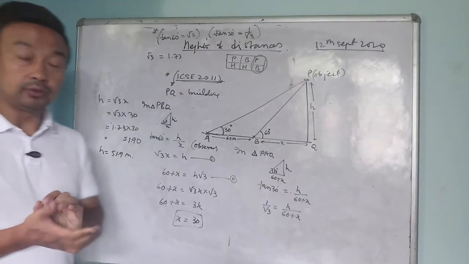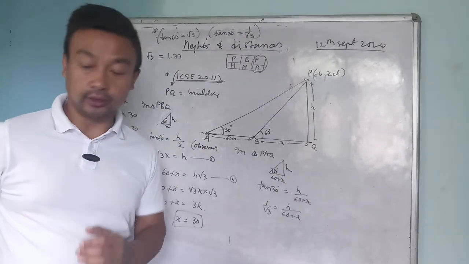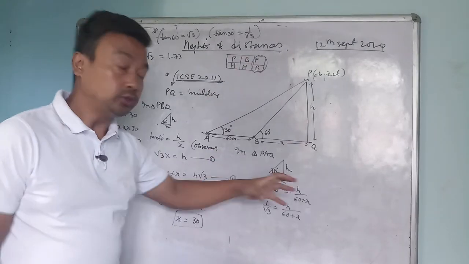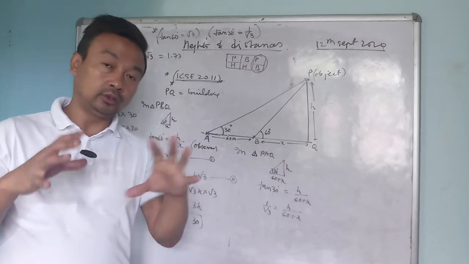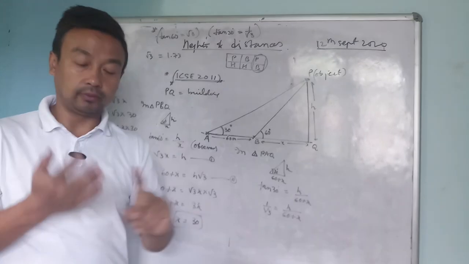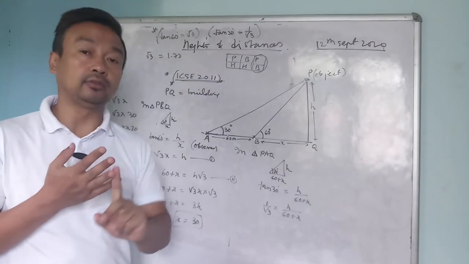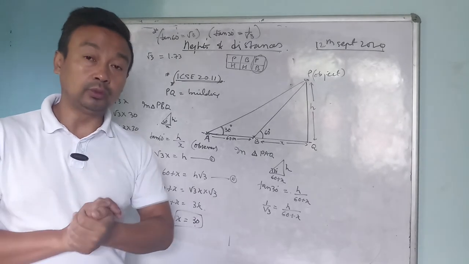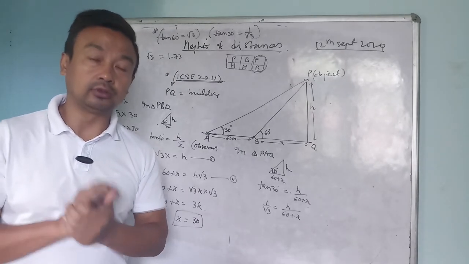So this is how you have to go on practicing. In the next class, I'll be dealing with more questions, but all the questions are based on these 2 points, the observer and the object, angle of elevation and angle of depression. In the next class, I'll be discussing the problem which deals with the angle of depression.